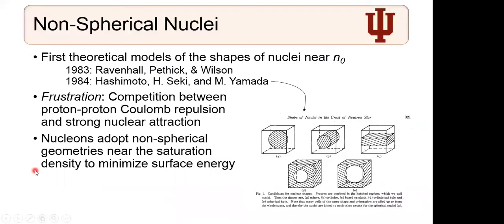So the entire concept of this just comes from frustration. The idea is that there is a competition between the proton-proton Coulomb repulsion, which is in the nuclear matter, and there's a strong nuclear attraction between protons and neutrons. So the nucleons adopt these non-spherical geometries near the saturation density just to minimize their surface energy. And again, this is that picture from the Hashimoto paper from 1984 predicting spheres, cylinders, slabs, cylindrical voids, and spherical voids, which we now call the pasta phases.